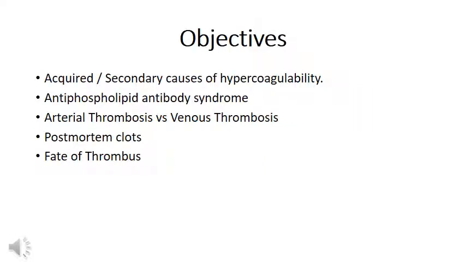We will discuss acquired or secondary causes of hypercoagulability in detail, and we will discuss one or two conditions like heparin induced thrombocytopenia syndrome and antiphospholipid antibody syndrome. We will also compare arterial thrombus with venous thrombosis, discuss post-mortem clot, and lastly we will discuss the fate of thrombus, what can happen to the thrombus in the end.